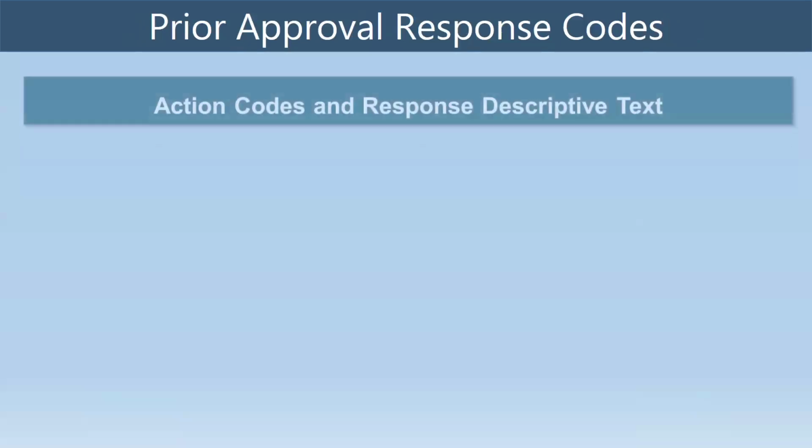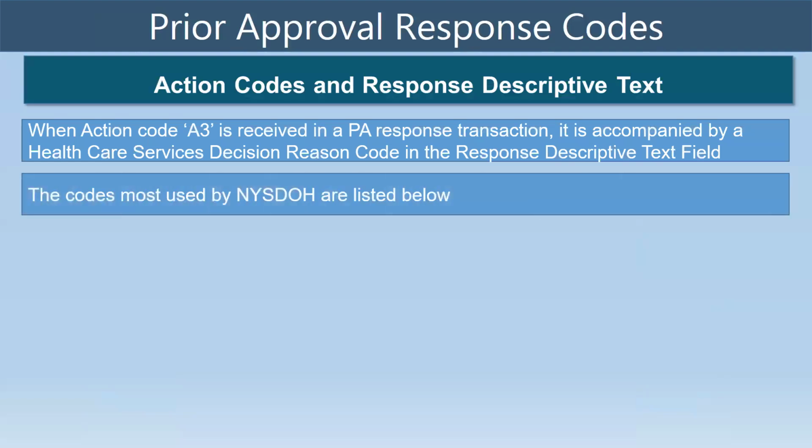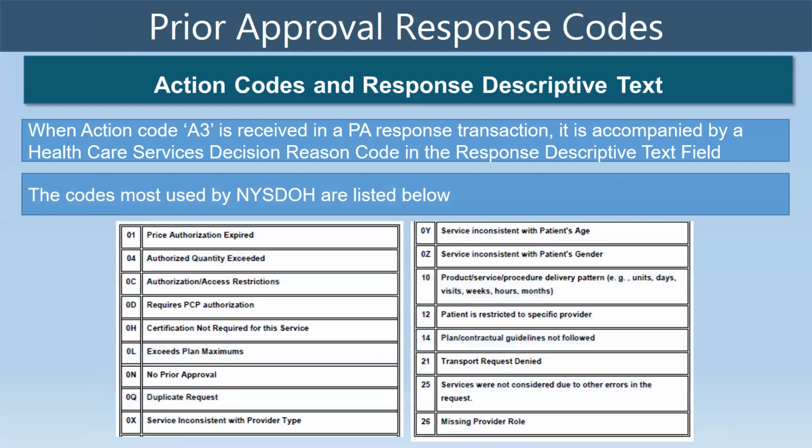Action codes and response descriptive text. When action code A3 is received in a PA response transaction, it is accompanied by a healthcare services decision reason code in the response descriptive text field. The codes most used by NYSDOH are listed below. For example, 0Q, duplicate request: the entered transaction is a duplicate of a previously submitted and approved PA transaction. 0Y, service inconsistent with patient's age: the member's age is below the minimum allowable age or exceeds the maximum allowable age for the procedure code entered.